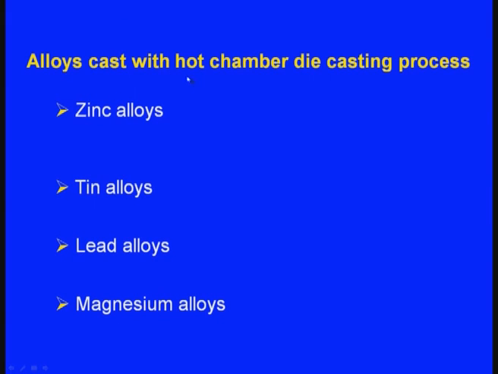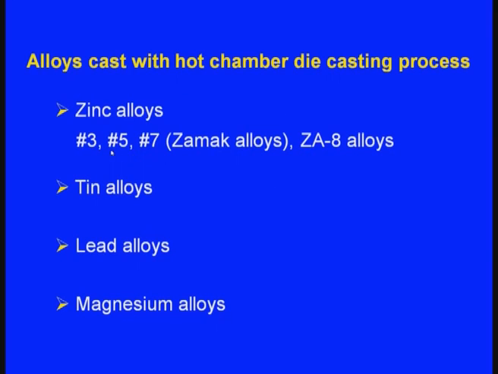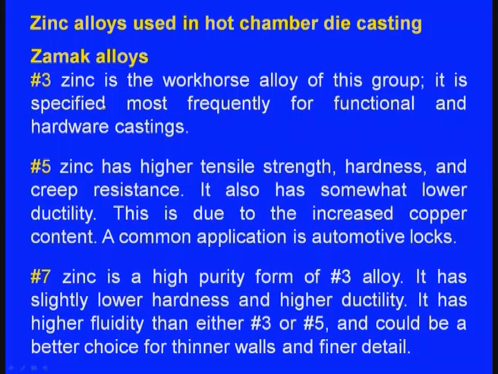Next one, alloys cast with hot chamber die casting process. In detail, we are going to see among the zinc alloys, 3, 5, 7 Zamak alloys and ZA8 alloys. Zamak alloys, this 3 zinc Zamak alloy is the workhorse alloy of this group, meaning it is widely used. It is specified most frequently for functional and hardware castings. Next one, 5 Zamak alloy has higher tensile strength, hardness and creep resistance. It also has somewhat lower ductility. This is due to the increased copper content. A common application is automotive locks.